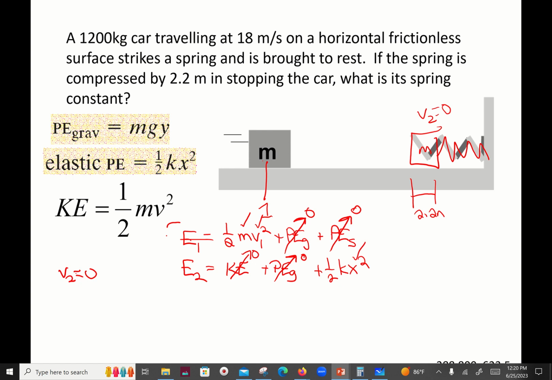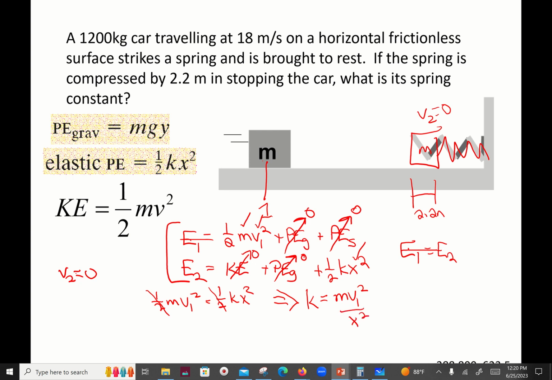All right, so what do I do to solve? Well, what I do to solve is I set E1 is equal to E2. So if I set E1 is equal to E2, then I've got 1/2 m V1 squared is equal to 1/2 K X squared. Okay, so let's see. If I do algebra, I've got 1/2 on each side, so I'm just going to get rid of that. So that gives me K, sorry. K is equal to m V1 squared over X squared.